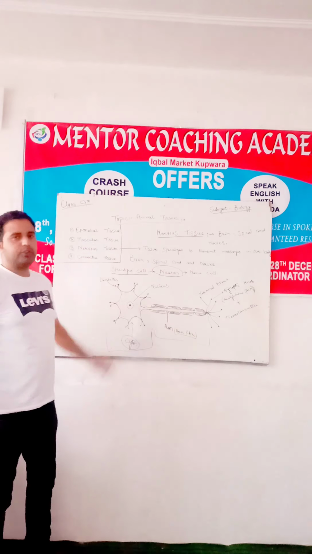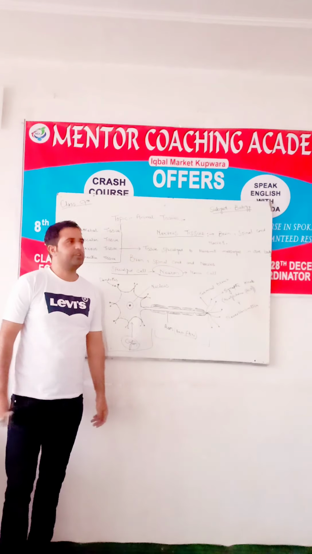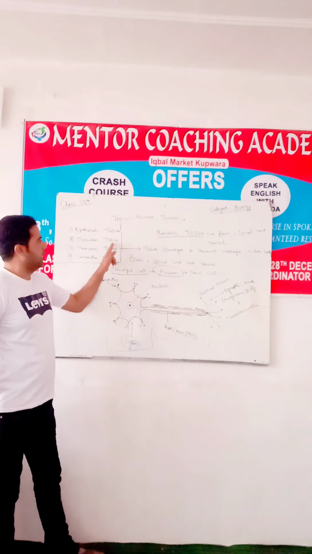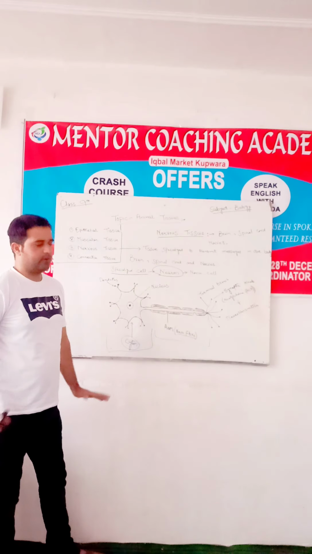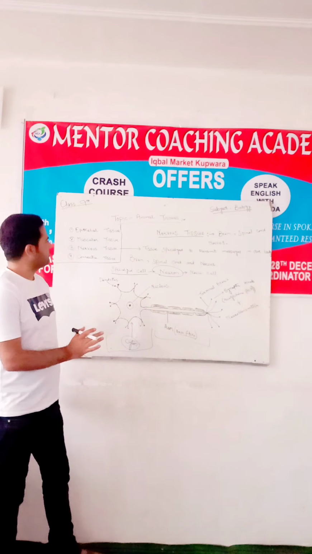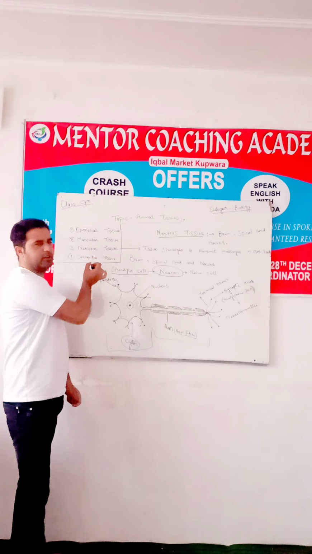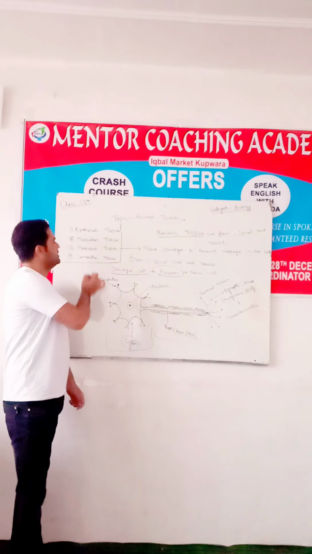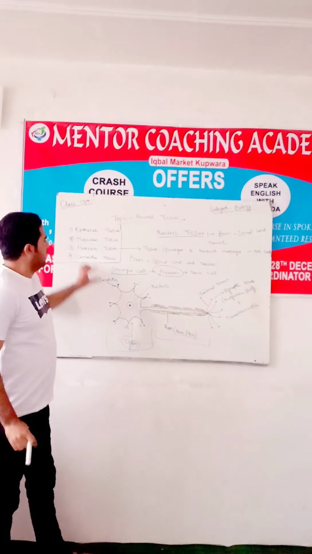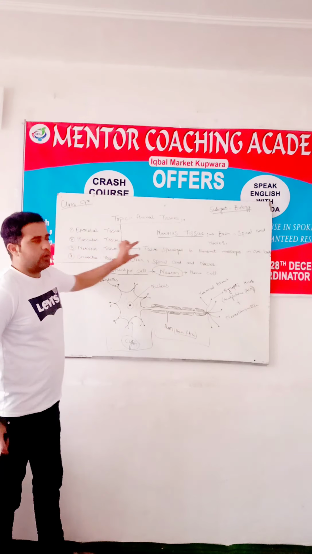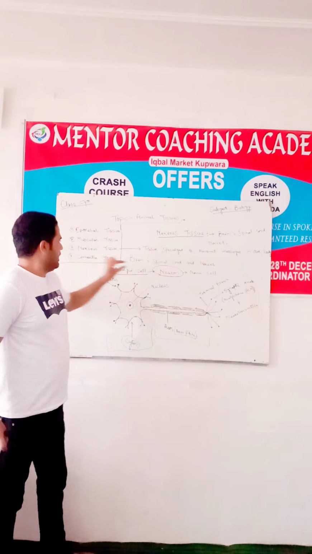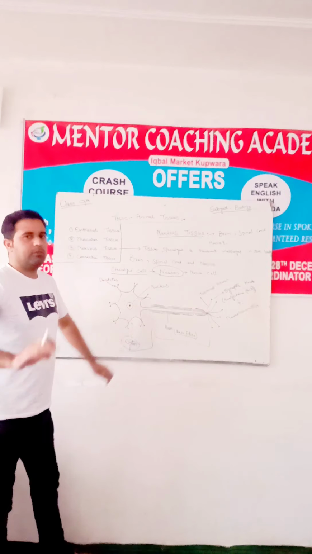Second one is the muscular tissue. The muscular tissue is responsible for locomotion, that is the movement from one place to another place. Third one is the nervous tissue, and the fourth one is the connective tissue. The nervous tissue we are going to discuss today, and the connective tissue we will discuss further.